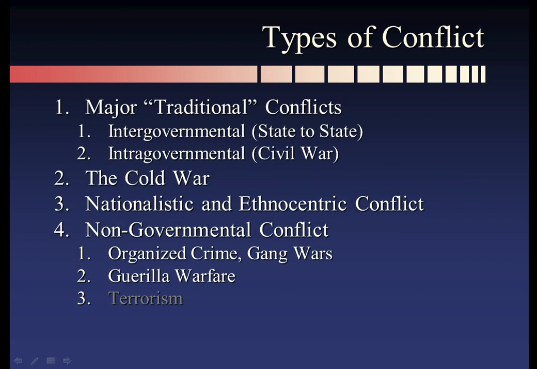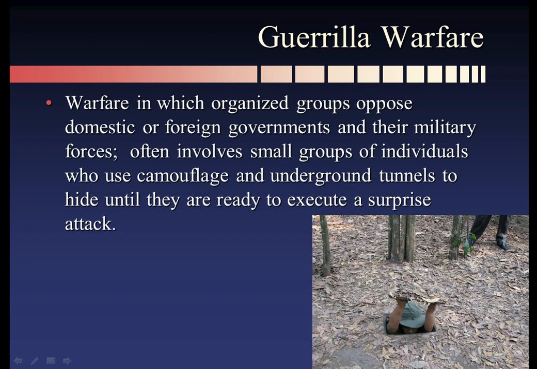Okay, so moving on from these large-scale conflicts, you also have non-governmental conflicts. The ones that you probably see most often, because you see them on the news, are organized crime and gang wars. Those are not the same, but they kind of fall in the same category of groups that are fighting over something usually not legal. And then there's guerrilla warfare, which is different from traditional warfare in that it's asymmetrical, whereas traditional conflicts tend to be symmetrical. A really good example of this was the Viet Cong in Vietnam.